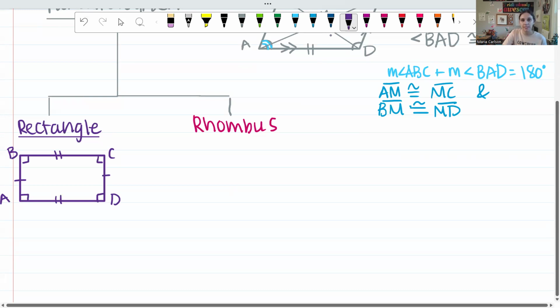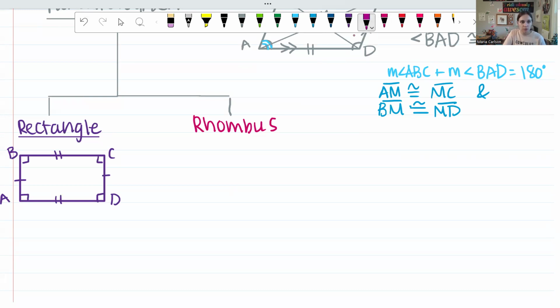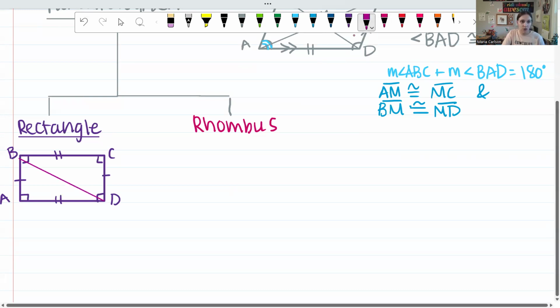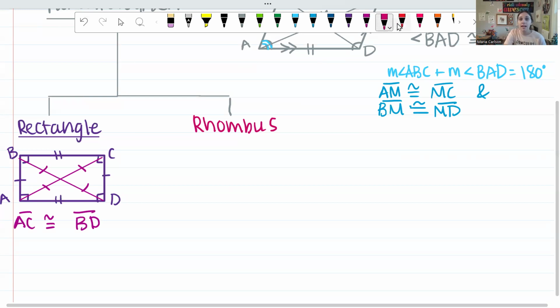Also here in a rectangle, the diagonals are congruent. So I know that AC is congruent to BD, which means then that all of these little halves are the same. So that's a rectangle. In a rhombus, we don't have 4 right angles.